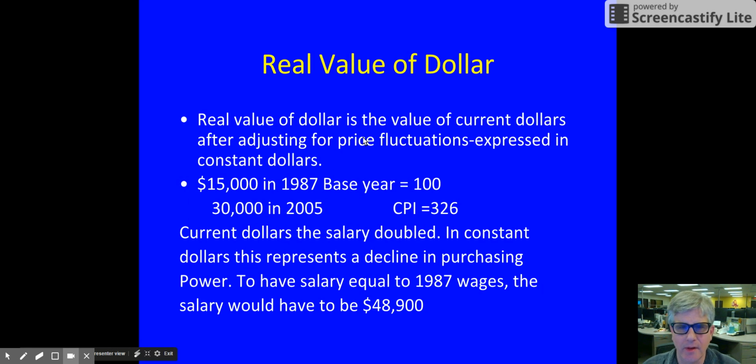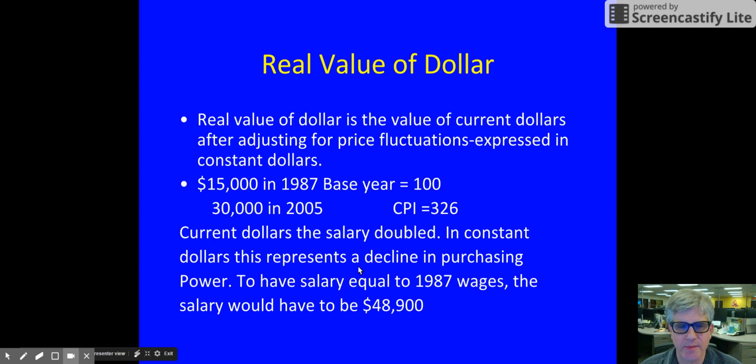The real value of the dollar is the value of current dollars after adjusting for price fluctuations. It's expressed in constant dollars. So if you look at 1987, the base year is 100. There's a $15,000 salary, but I made $30,000 in 2005. CPI is 326. So basically, in current dollars, the salary doubled.